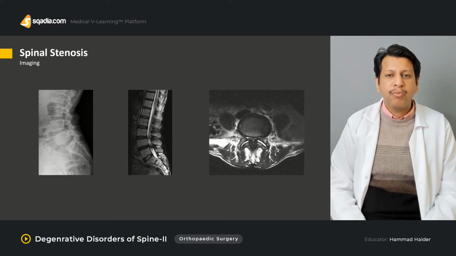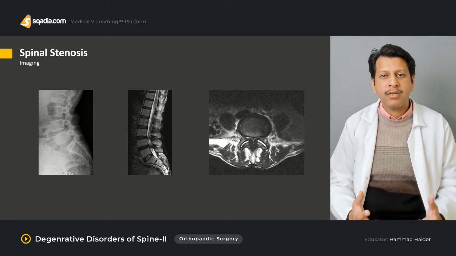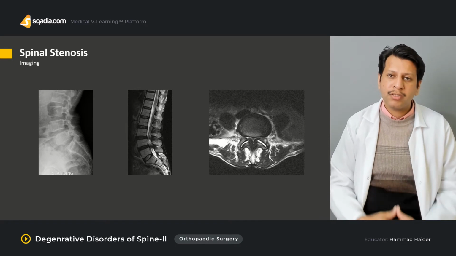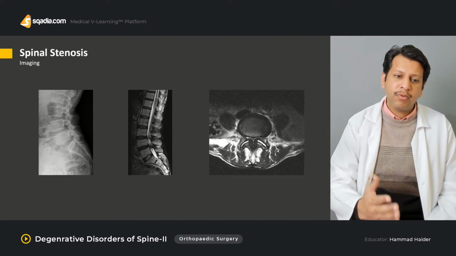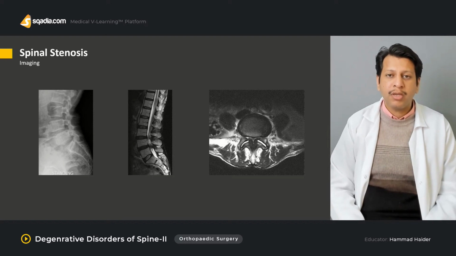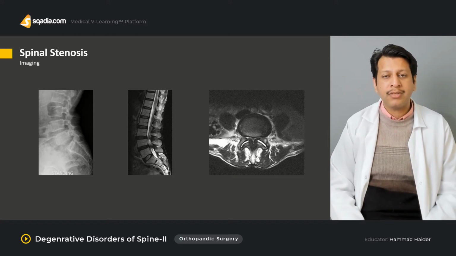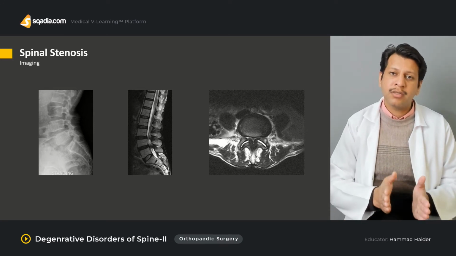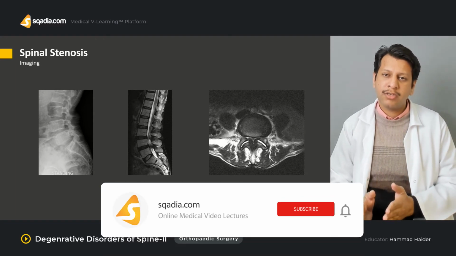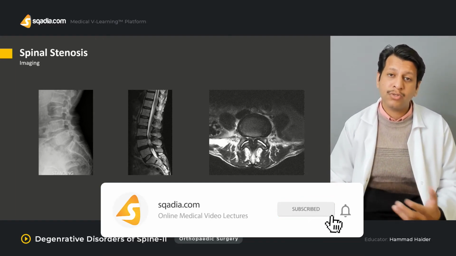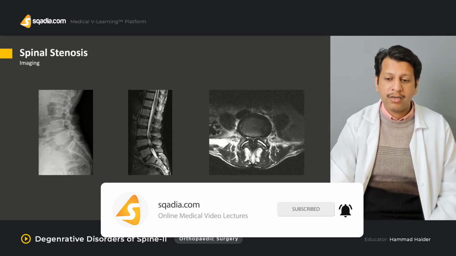Then we will also be moving on to, once we have checked out the signs and symptoms of spinal stenosis and how patients actually present with these problems, what to look for on imaging, especially what to look for on X-ray of the lumbosacral spine, AP and lateral views, and what to look for on the MRI, as well as how to classify whether it is foraminal stenosis, central stenosis, lateral recess stenosis, or far lateral stenosis.